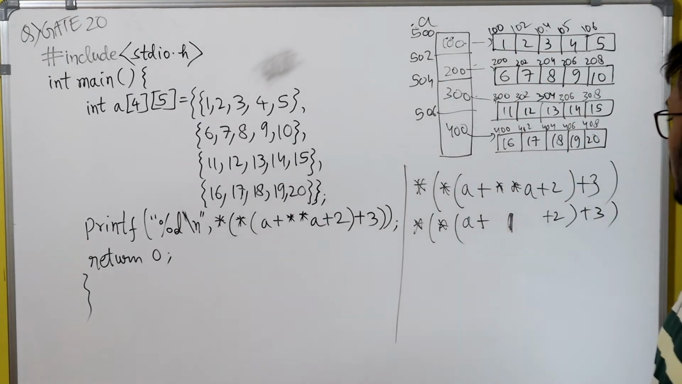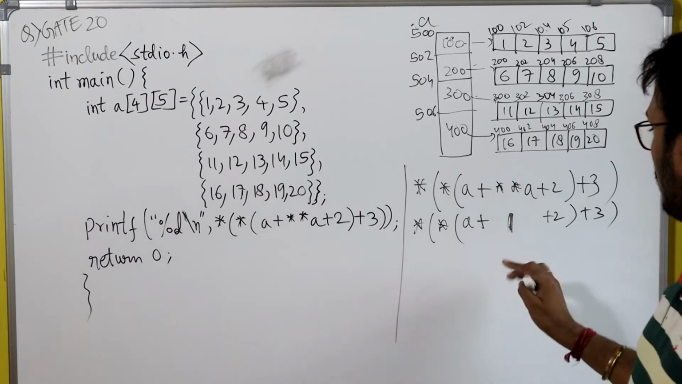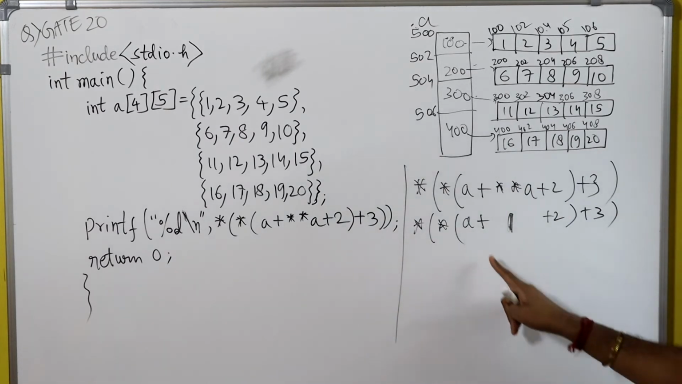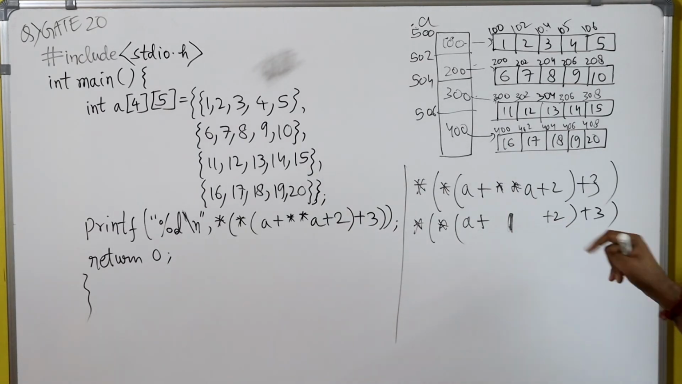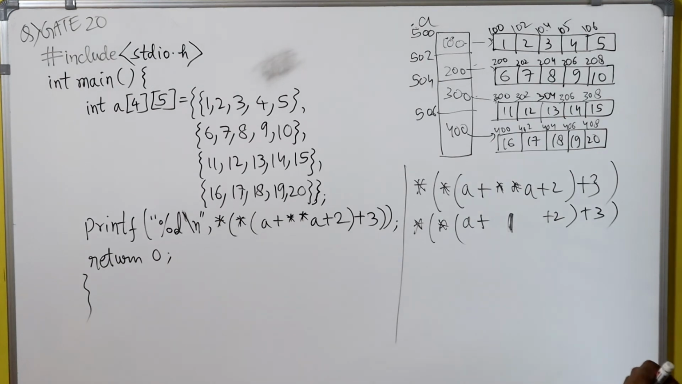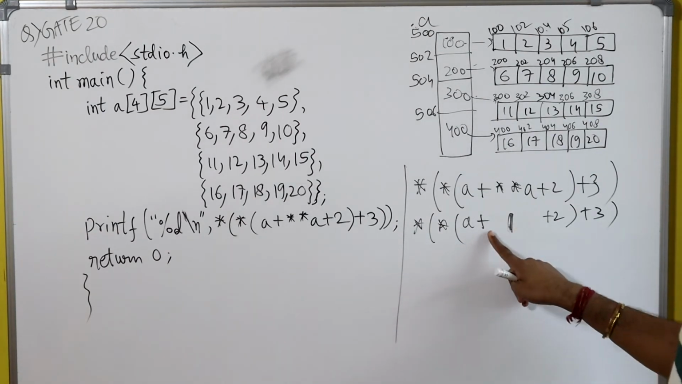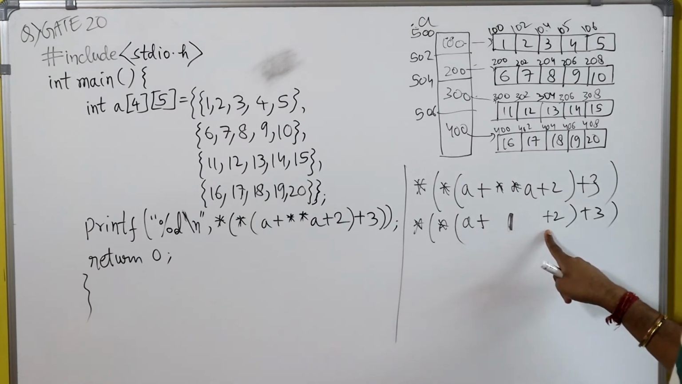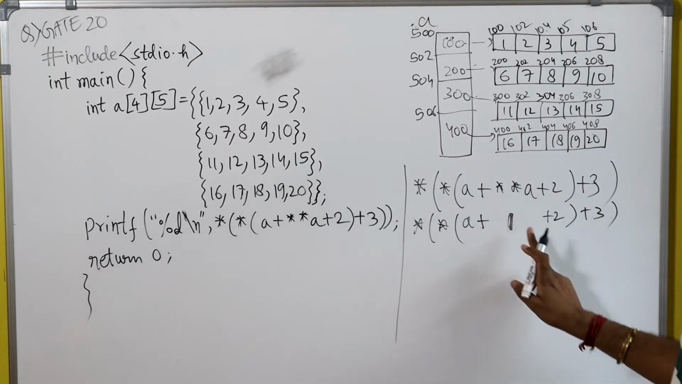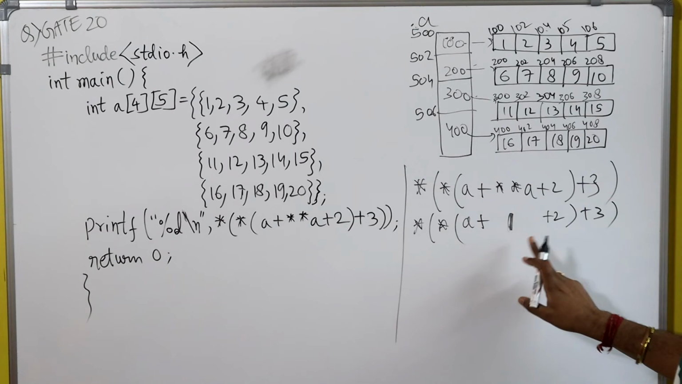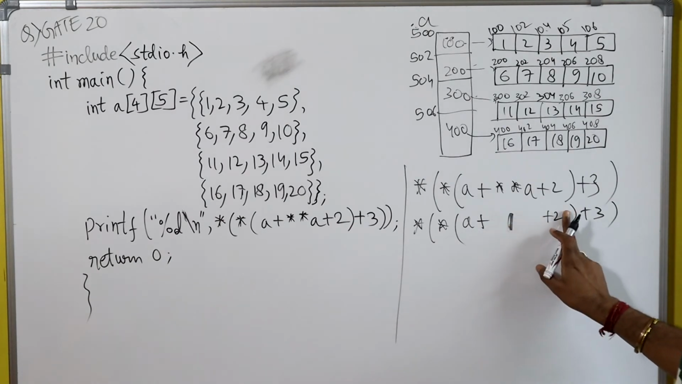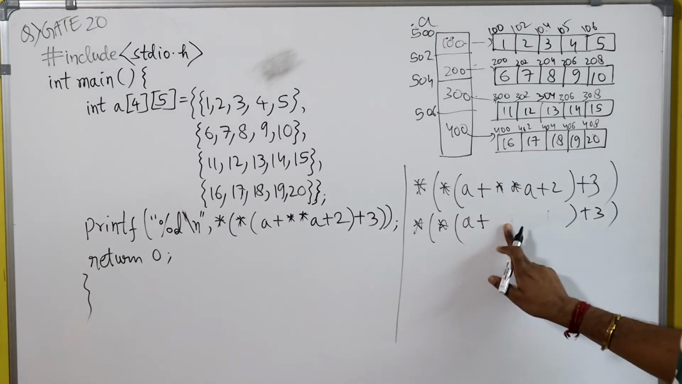Fine. So now, what is left here? A plus 1 plus 2. A plus 1 plus 2. So what is A plus 1 plus 2? A plus 3. So let's write A plus 3 here. Rather than A plus 1 plus 2, it will be replaced with A plus 3.